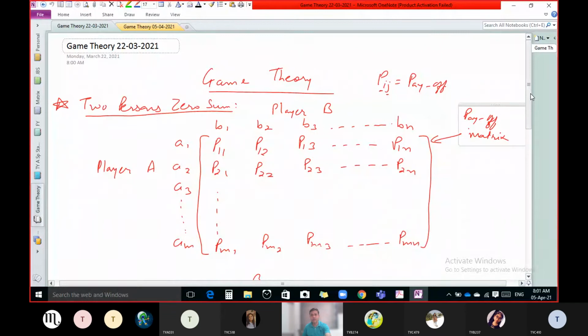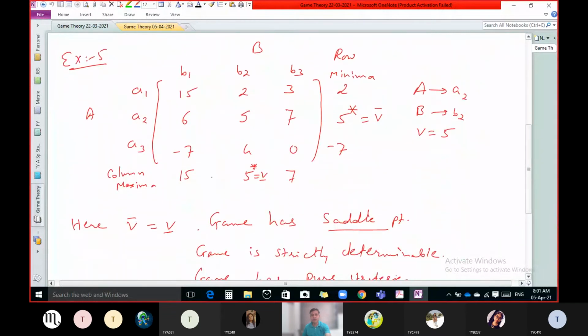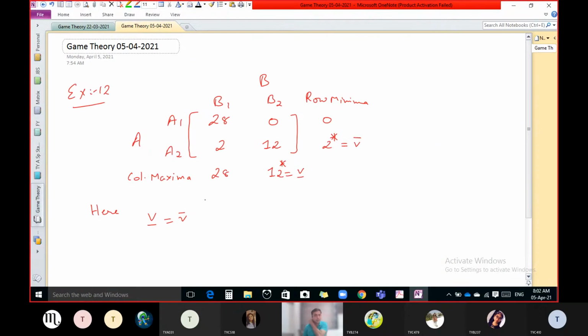Like in the previous question, where the lower value and upper value were the same, so we could say that the game has a saddle point. The game is strictly determinable, which means the game is a pure strategy. But right now, here the lower value and upper value are not the same. That indicates the game has no saddle point. Game has no saddle point, which means the game is not strictly determinable. So there are mixed strategies.